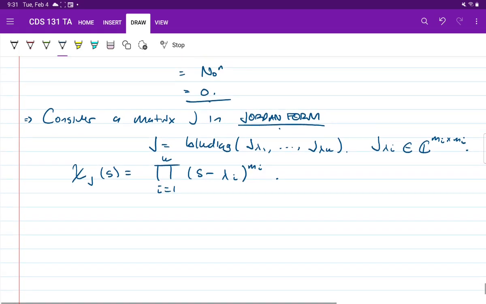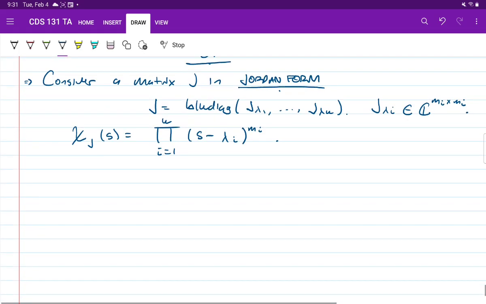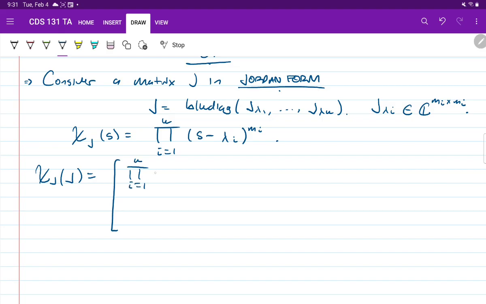Let's go ahead and plug our matrix J into this. The nice thing is, since this is a block diagonal matrix, we'll get a really convenient structure. So χ_J(J) is actually equal to the product over i from 1 to k of (J_{λ1} − λ_i I)^{m_i}, all the way down to the product over i from 1 to k of (J_{λk} − λ_i I)^{m_i}.